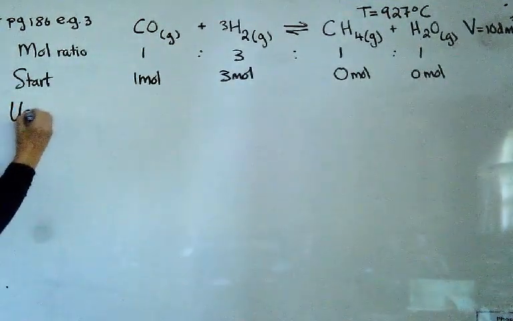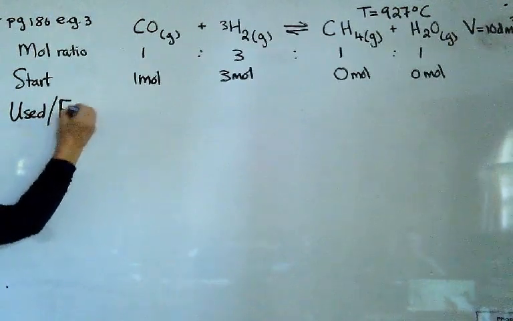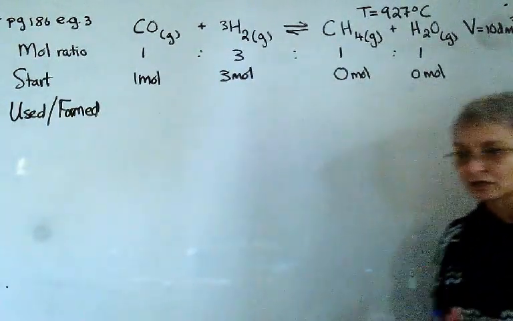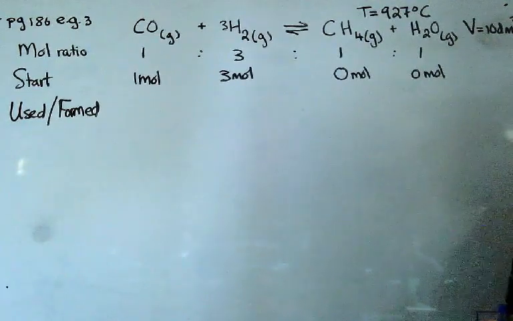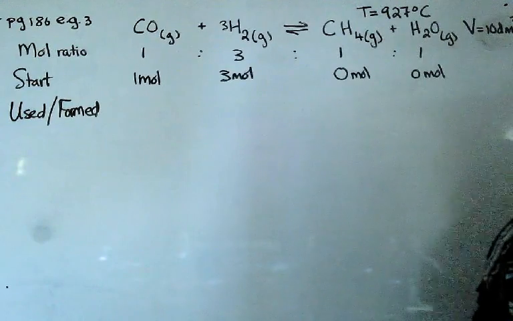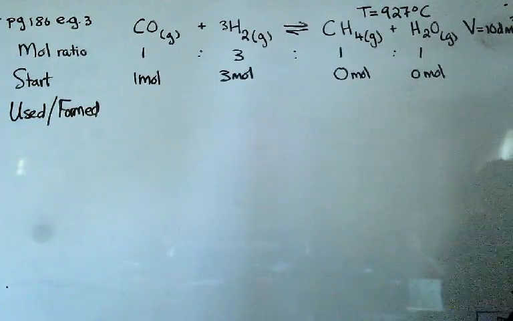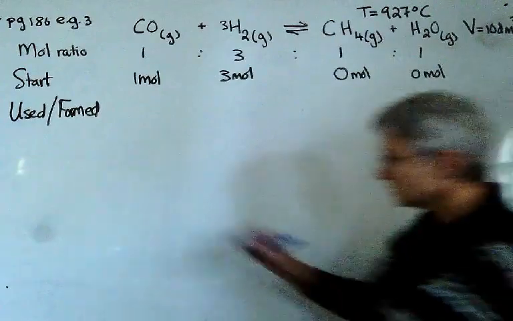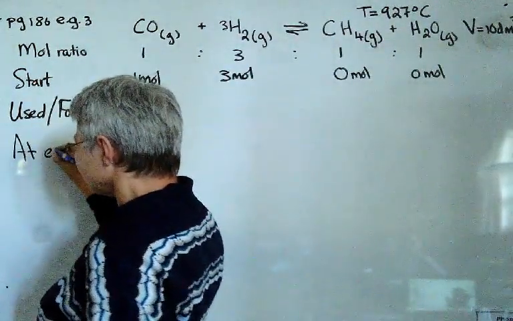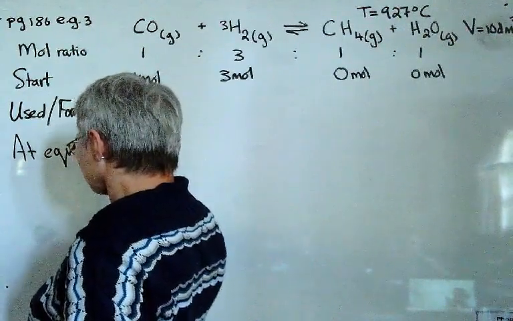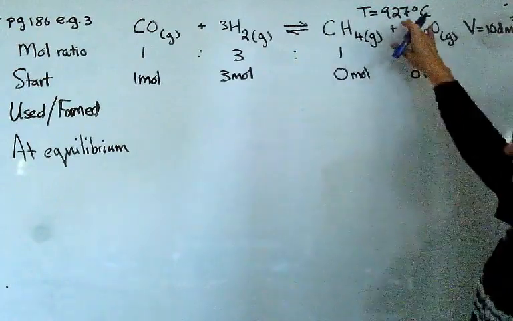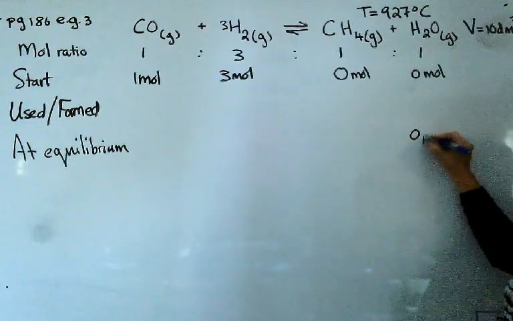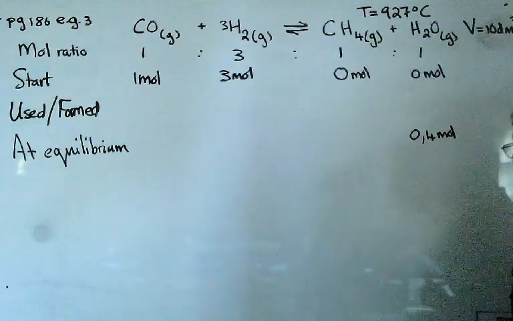Then something happens. Something will be used and something will be formed. Okay. The reaction is going to reach equilibrium. I don't know yet. I have to continue reading. So they say the reaction reaches equilibrium with 0.4 moles of water in the equilibrium mixture. So for it to reach equilibrium, I know that the temperature must be kept constant. Okay. At equilibrium, they find that there is 0.4 moles of the water.